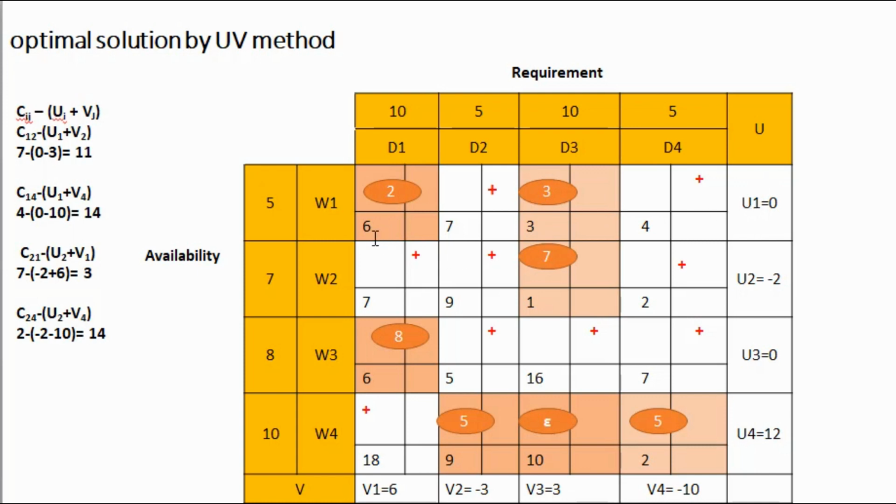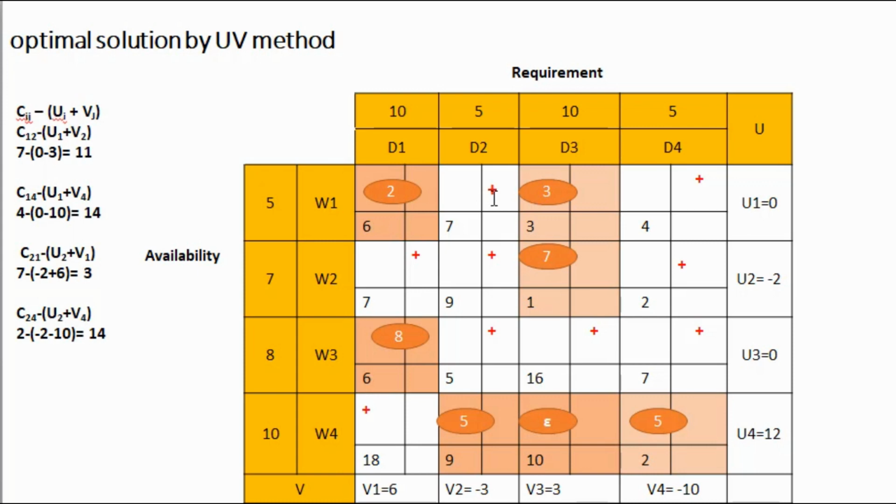In this case we got a 6. So 6 is equal to u1 plus v1, that is 0 plus 6 is equal to 6, satisfied. 3 is equal to 0 plus 3, satisfied. 7 is equal to 1, here it is 3, it is minus 2, that means 3 minus 2 is equal to 1, that is also satisfied. So for all the basic cells, the relationship Cij is equal to ui plus vj will hold good.